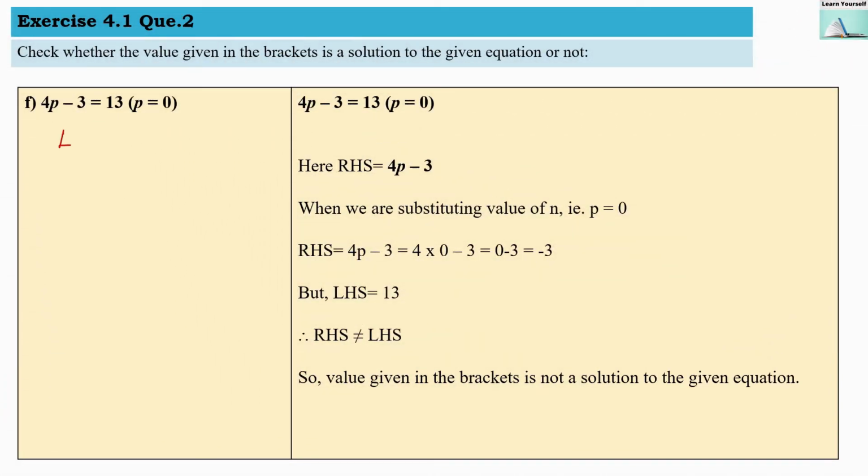Equation F is 4p minus 3 equals to 13. So our RHS here is 4p minus 3, in which we have to substitute a value for the p, and that is 0. Let us substitute this value and we will get 4 into 0 minus 3. When 4 is multiplying with 0, we will get 0 minus 3. So answer here is minus 3.